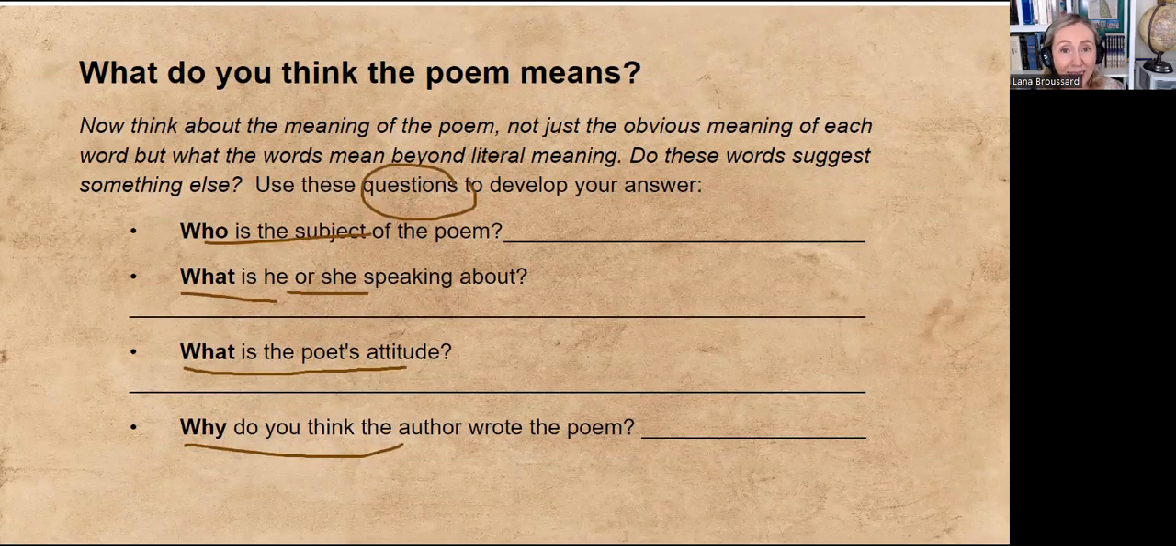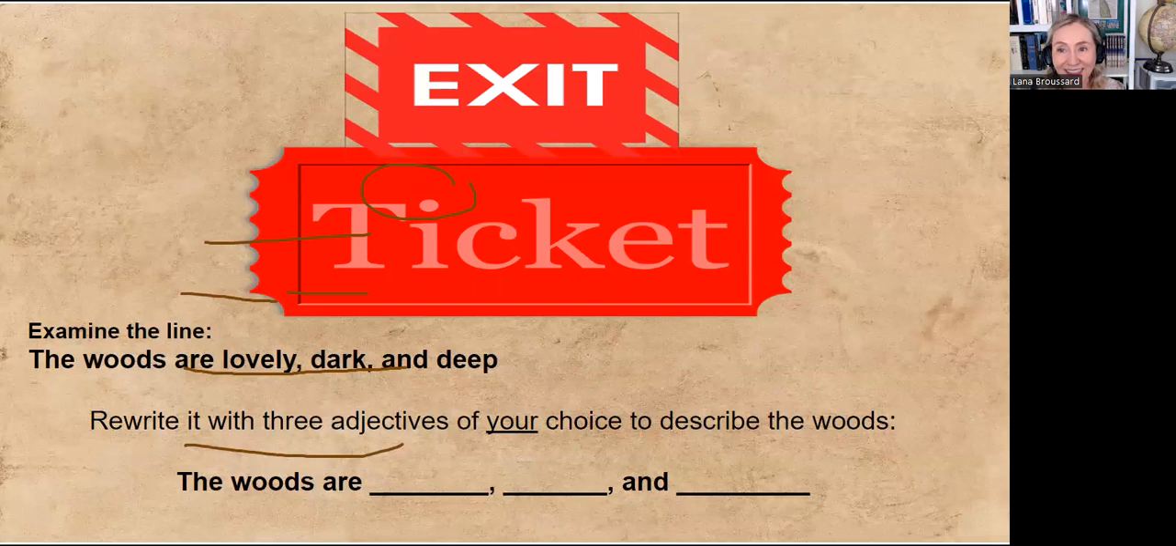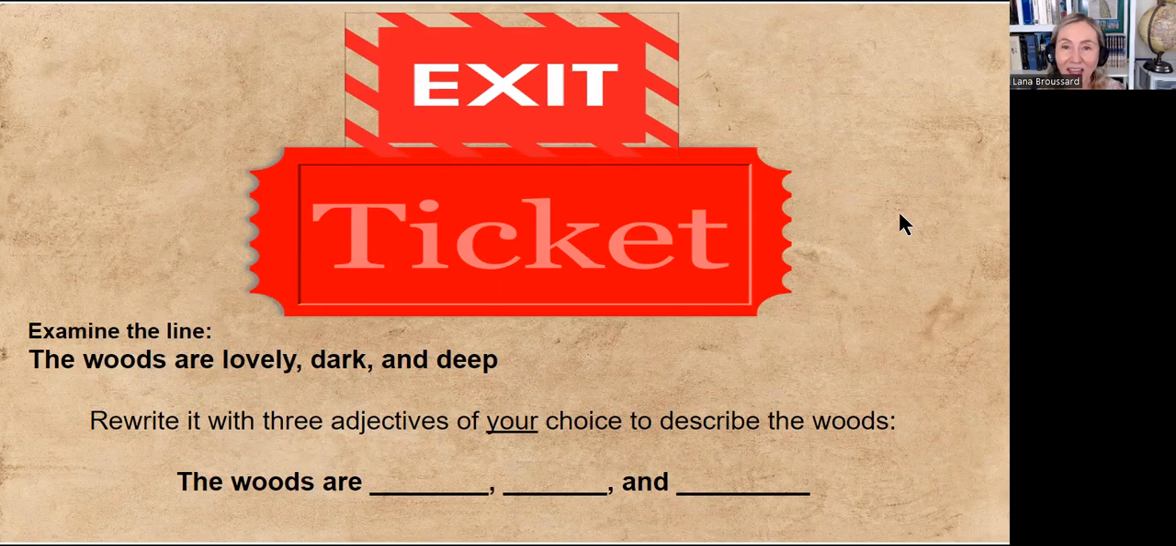Okay. And when you finish that, we will go ahead and do the exit ticket for today. The very last thing you will do before class ends is examine that line, "The woods are lovely, dark and deep," and rewrite it with your choice to describe the woods, the 3 adjectives that you would choose. So you would more or less fill in the blank. The woods are, da, da, and da. Okay. All right, let's get busy and finish our assignment.